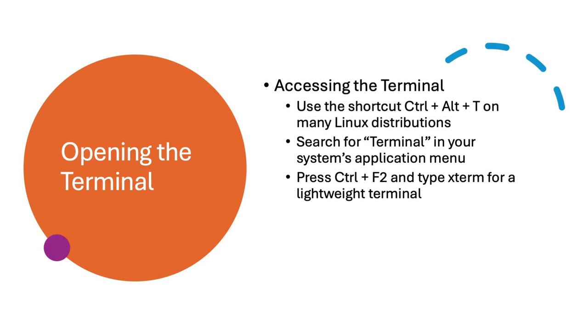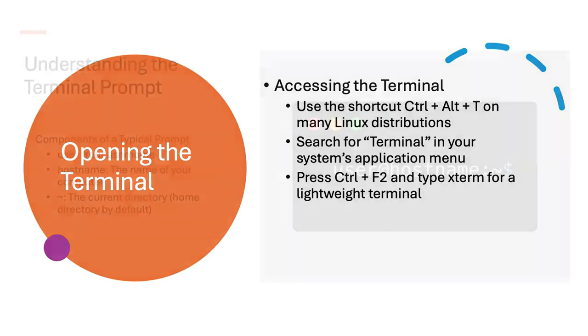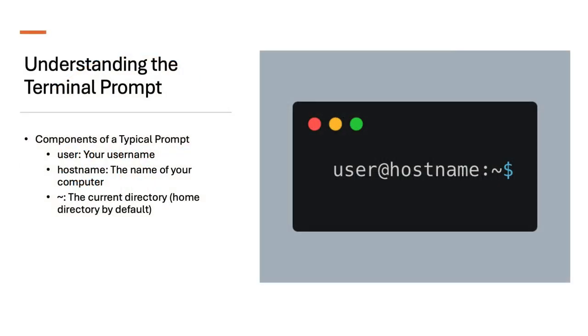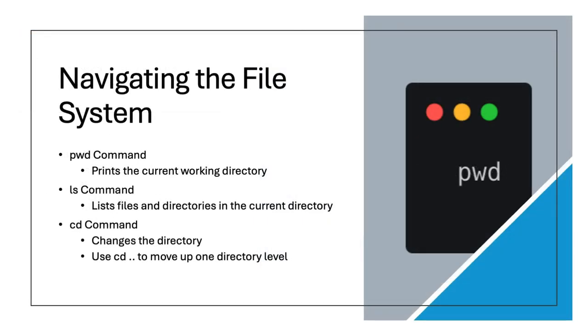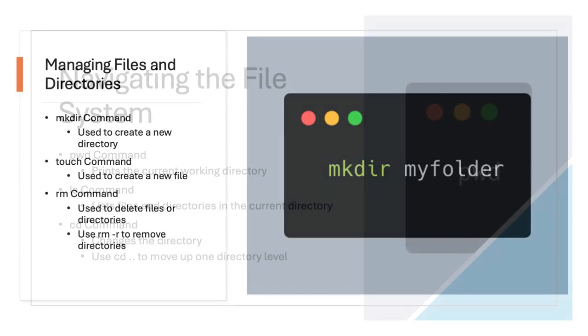To open the terminal, you can use the shortcut Ctrl+Alt+T and search for terminal in the application menu, or press Ctrl+F2 and type xterm. A typical terminal prompt includes your username, the name of your computer, and the current directory, which is the home directory by default. To navigate the file system, use pwd or print working directory to print the current working directory, ls to list files, and cd to change directories. Use cd .. to move up one level.